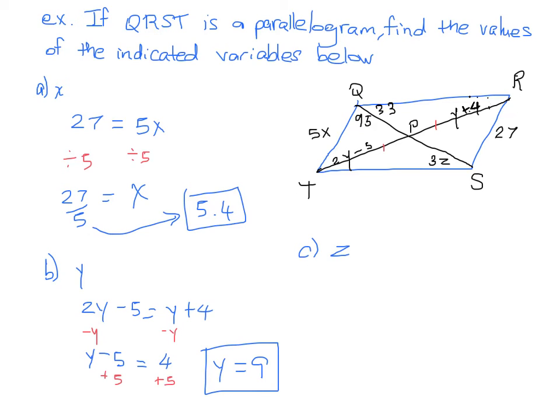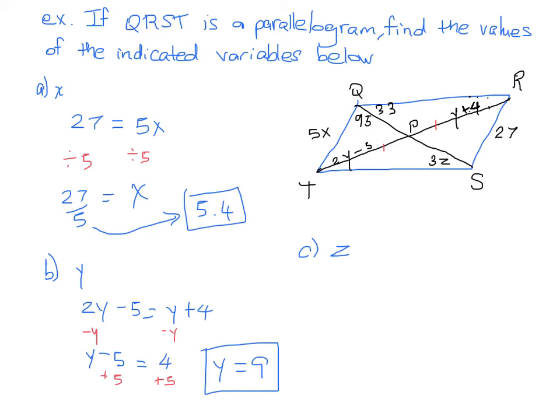All right, so the last thing that we're being asked for is z, and z is a part of this angle here. This angle is 3z. Now, if these two things are diagonals of a parallelogram, then we know that triangle QTS is going to be congruent to SRQ. Did I say that in the right order? I think so. So we know that they are going to be congruent triangles.